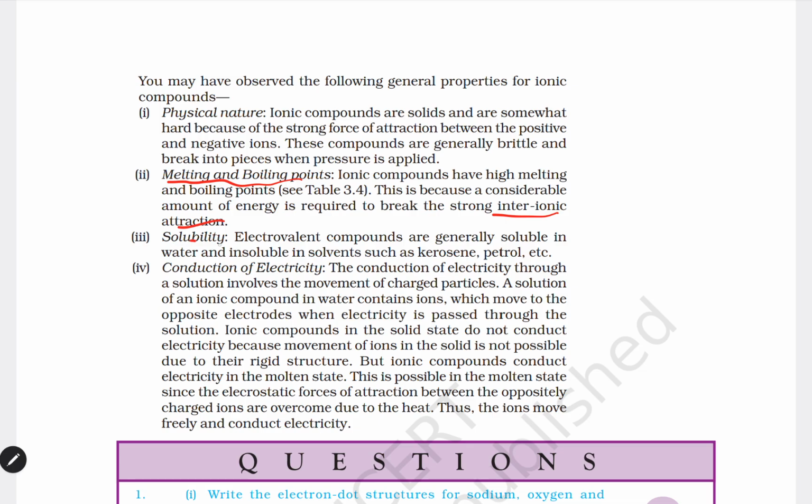Solubility in water: most ionic compounds dissolve in water. Water molecules surround the ions and pull them apart, making the compound dissolve. Electrical conductivity: in solid state, ionic compounds do not conduct electricity because ions are not free to move. But in molten state or when dissolved in water, they conduct electricity, as ions are free to move and carry electric current. These things you can observe from the activities.